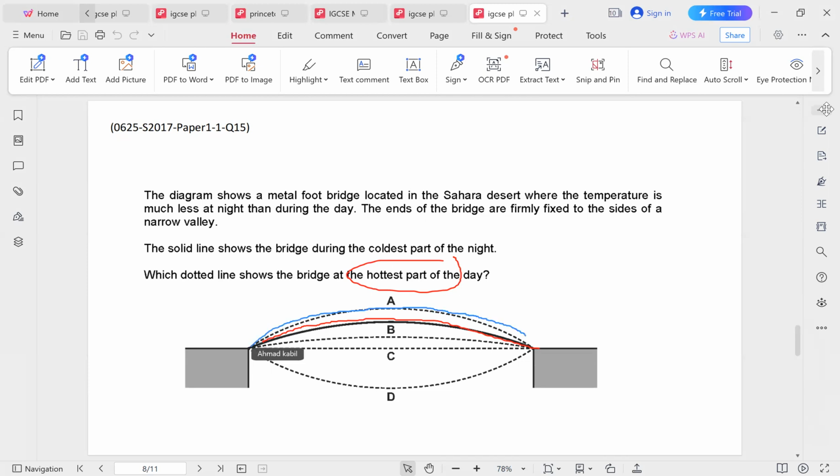This is because B and C have smaller lengths than the red bridge. So for B and C, the bridge contracted. And of course, D is incorrect because the bridge will never turn upside down during the hottest part of the day. That doesn't make any sense. So of course, A here would be the correct answer.